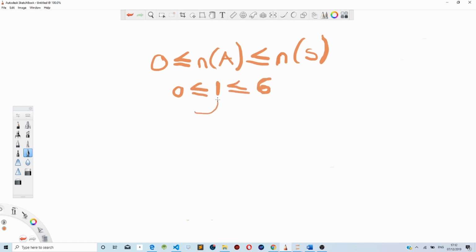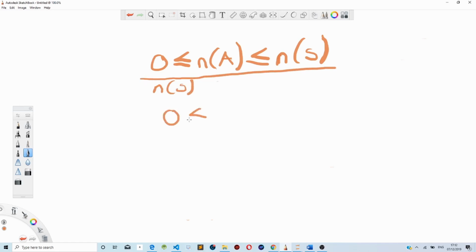Since we know that this is greater than 0, at the same time, it's less than 6, which is the total number of elements in the subset. So if we divide this throughout by the number of elements in the subset, here it remains 0. And then here it becomes the probability of A, since if you remember, we say that the probability of A was equal to the number of elements in A over the number of elements in the subset.